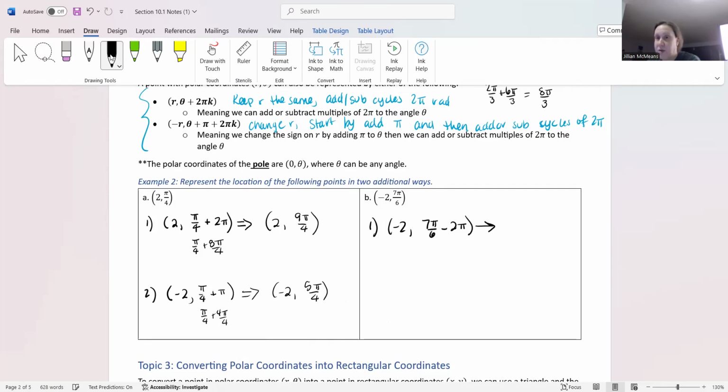Now I need to write 2 pi as a fraction with 6 as the denominator. And in order to do that, I want 2 pi as a fraction with 6 as the denominator.